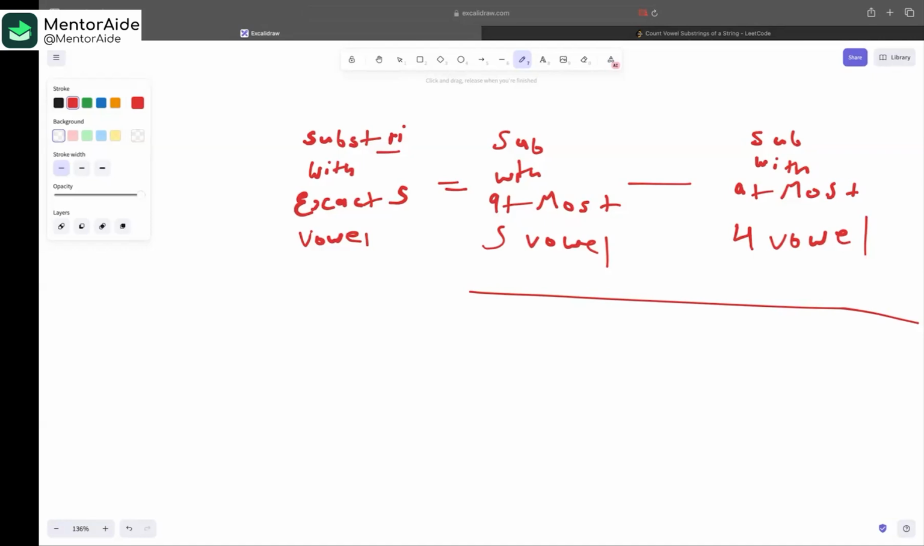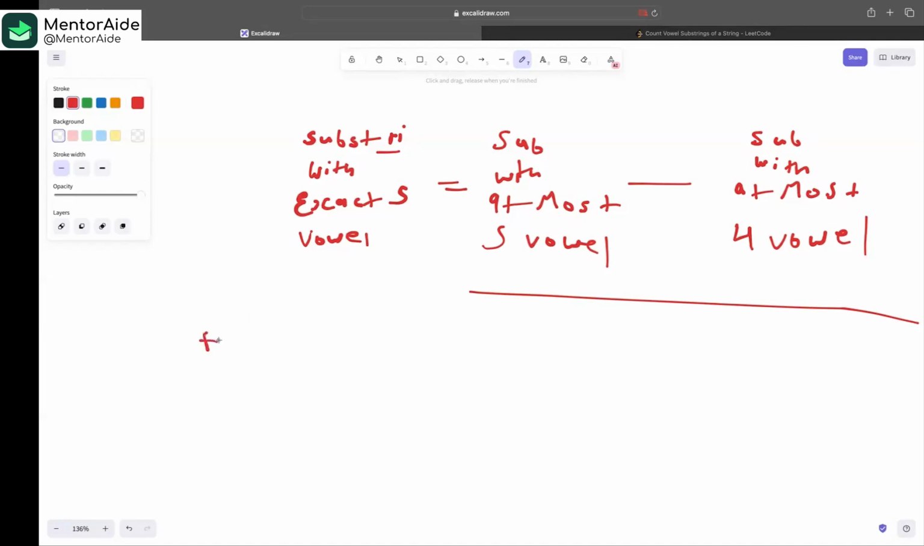So now you guys tell me how we will apply the sliding window. We don't need to find the exact k vowels. We need to find all the substrings which have at most k vowels. So we are not going to write the code for each of these separately. We are going to write the code for this: find substrings with at most k vowels, and we can always provide the value of k and find out the answer.